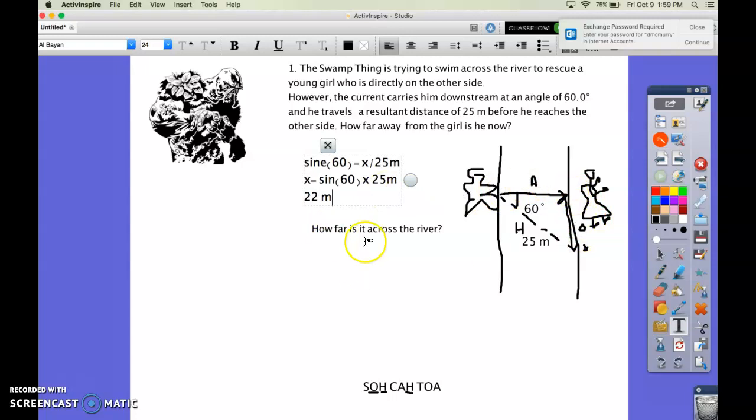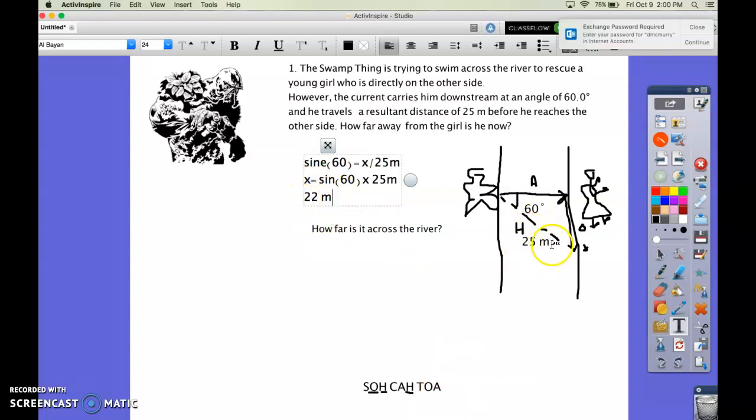Now, second part is how far is it across the river? Well, that would be this line here. That would be the adjacent. Okay. Well, we know this one has the adjacent and it has the hypotenuse. Now, you could also use this one, tangent, which has opposite, which we just discovered, and adjacent. But since we had to round to get this number, I would not use it.